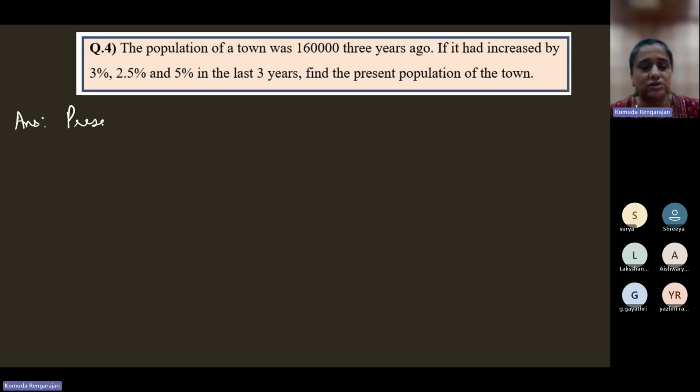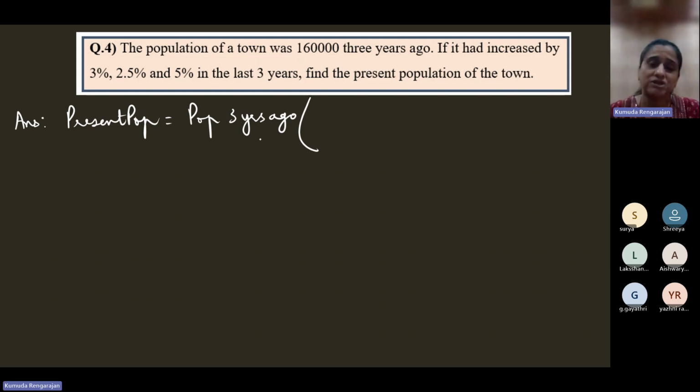So present population is the amount is equal to population 3 years ago into, see, present population is the amount. So amount is equal to principal. Principal is the population 3 years ago. So instead of amount, we have written present population is equal to, instead of principal, population 3 years ago. So P into, you can see that the rates are different for the 3 years. And it's increasing every year, so it will always be 1 plus R by 100, not 1 minus.